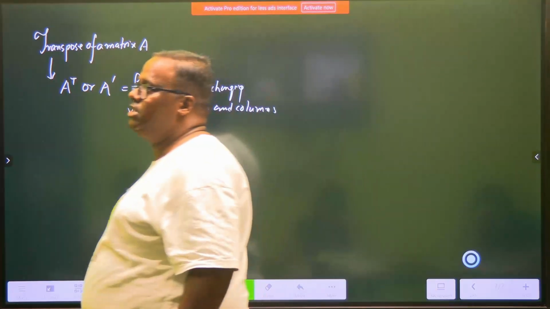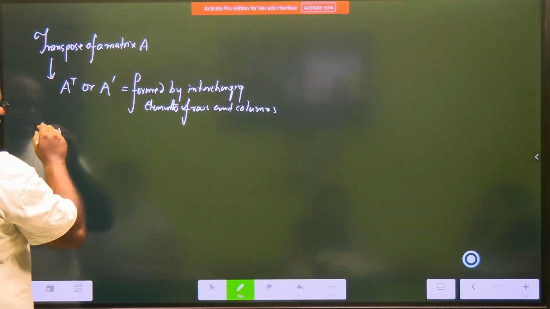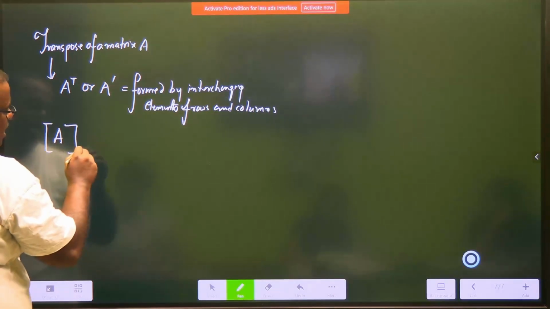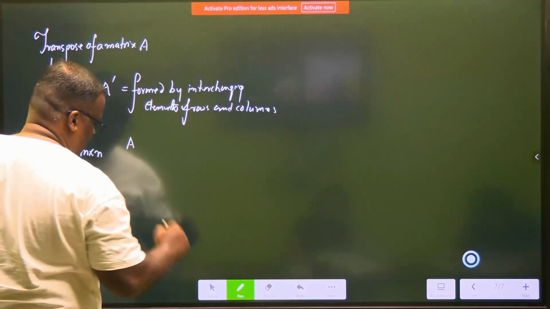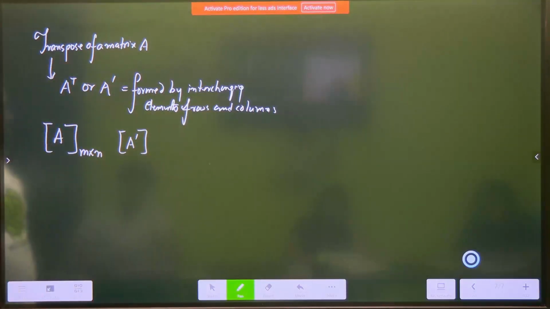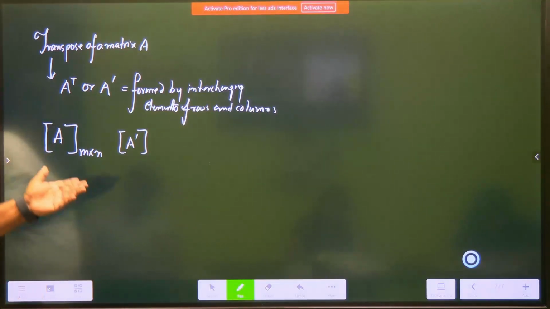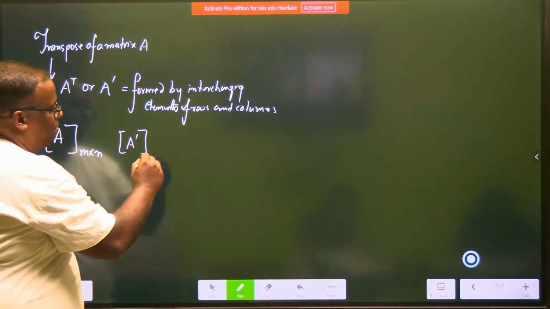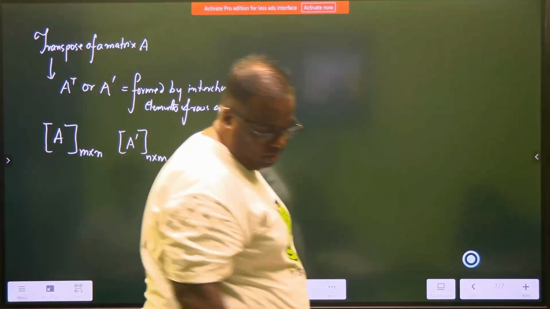This means a very interesting thing will happen. If I have a matrix A and my A matrix is an M cross N matrix, then children, what do you think should be A transpose? Rows become columns, columns become rows. So this will become N cross M.